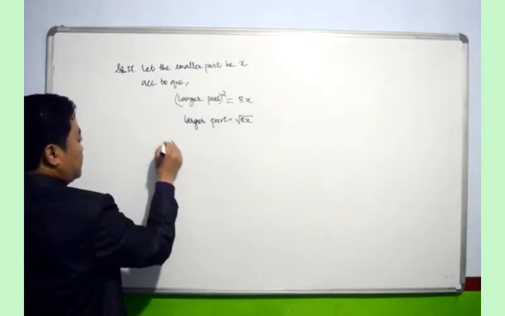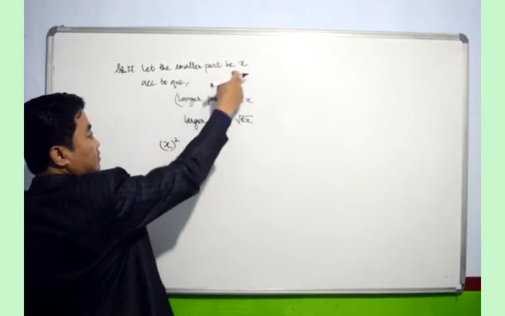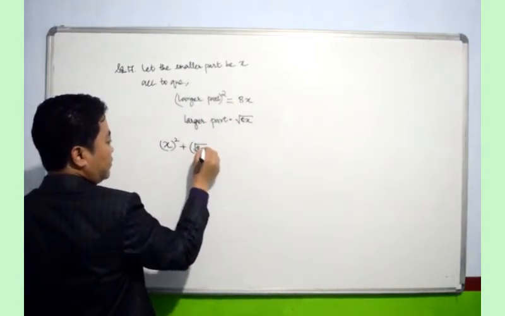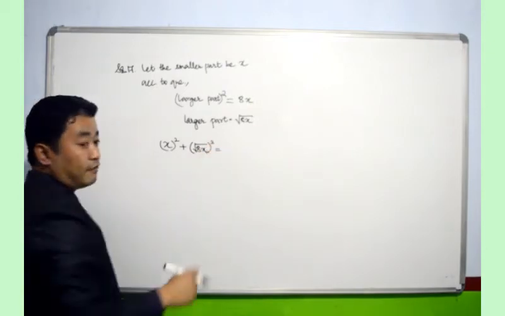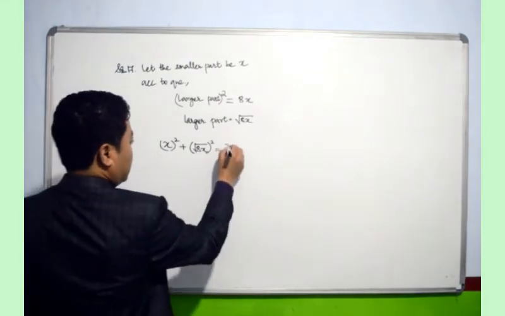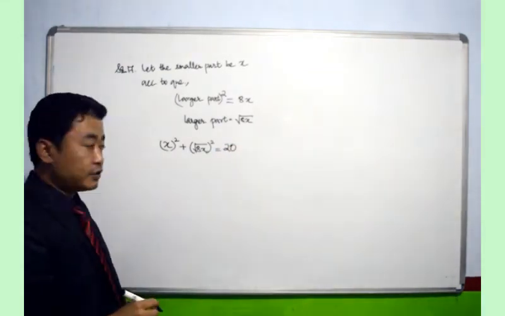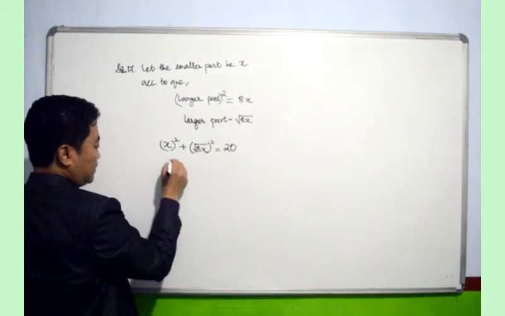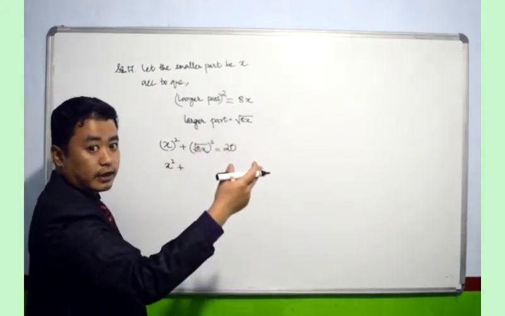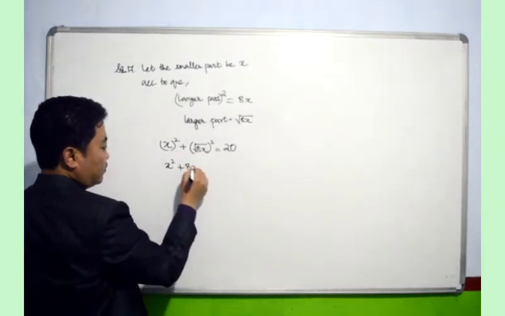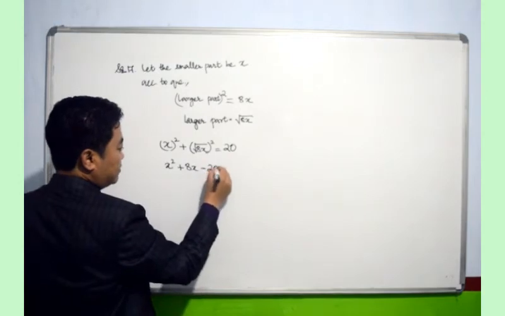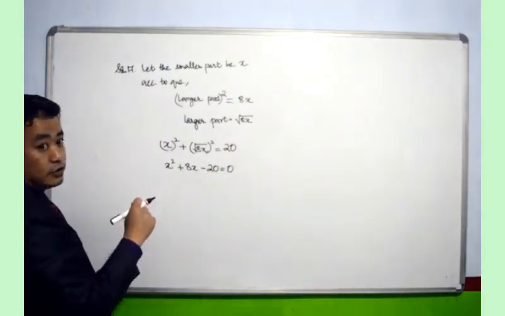So, the smaller part I have as x, plus the larger part I have as square root of 8x, the sum of whose squares is 20. So this is equal to 20. This is what we have according to the question. So here again, x squared plus 8x. When you take the square of the square root, the root gets vanished. Then minus 20, and directly taking it to the general form, equals 0.